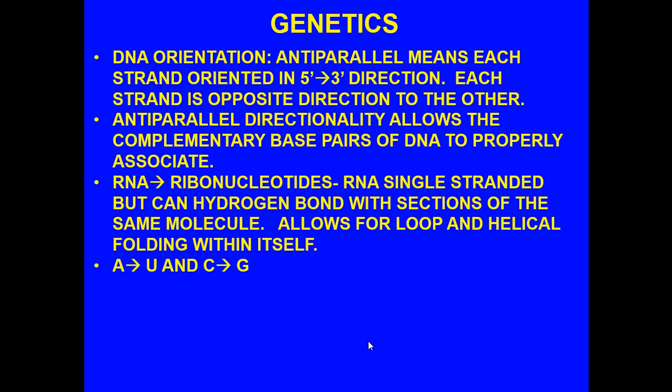Now in RNA, the ribonucleotides can have some hydrogen bonding, but remember that RNA is single-stranded. It can have some bonding with sections of the same molecule as long as they come in contact, with the A's binding with the U's, and C's of course binding with G's. You can form these unique loops and helical folding within itself.